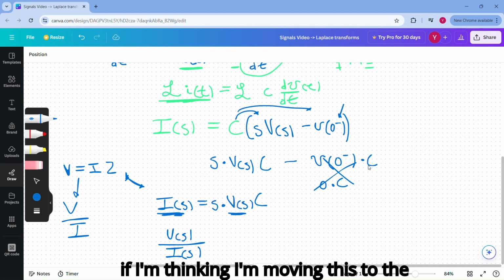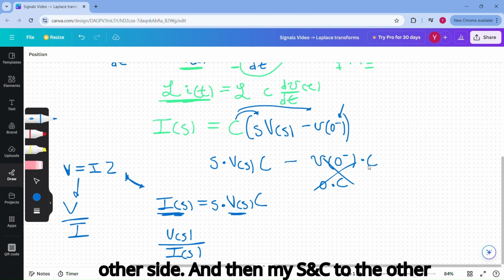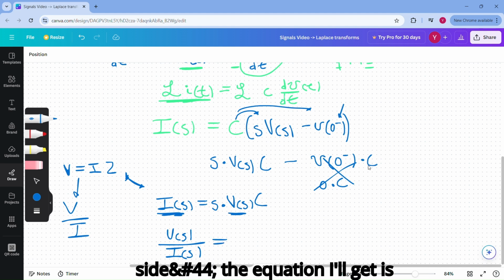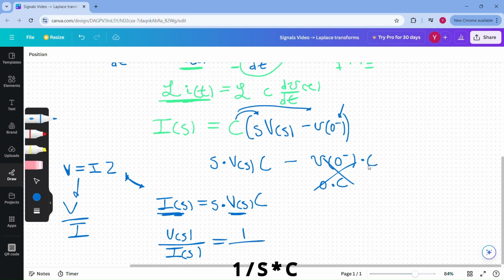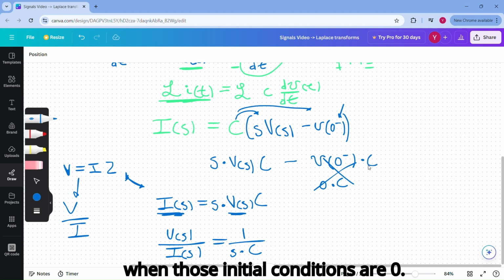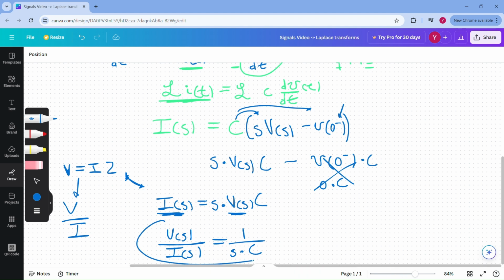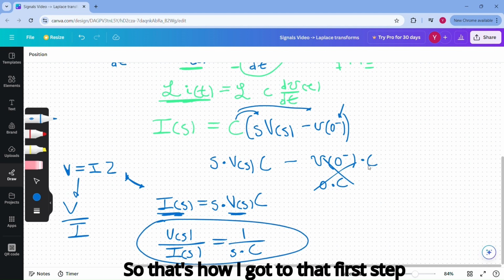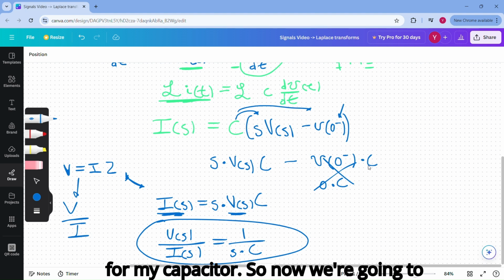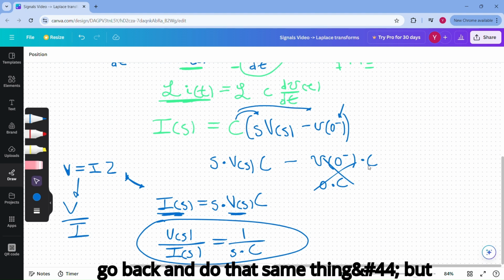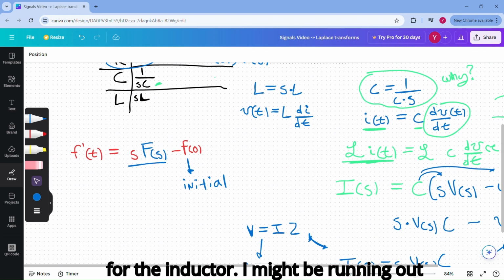If I'm moving this to the other side, and then my S and C to the other side, the equation I'll get is 1 over S times C when those initial conditions are 0. So that's how I got to that first step for my capacitor. So now we're going to go back and do that same thing, but for the inductor.